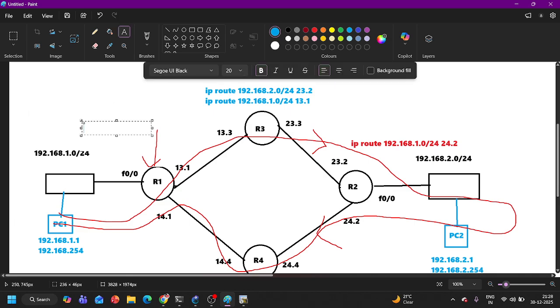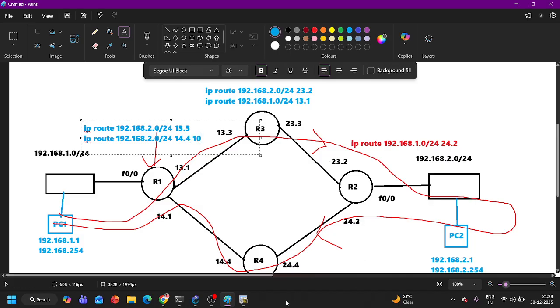On router number 1, my command will be ip route 192.168.2.0/24 and 13.3. But if R3 or any link on the upper path goes down, it will not work. So ip route 192.168.2.0/24 and 14.4, AD value 10.